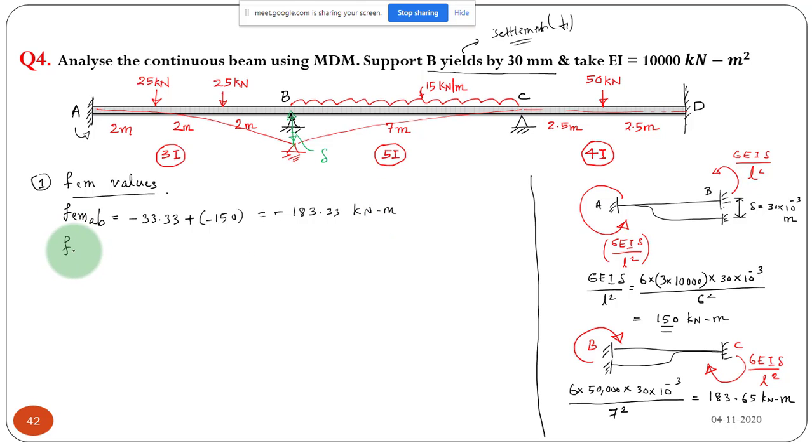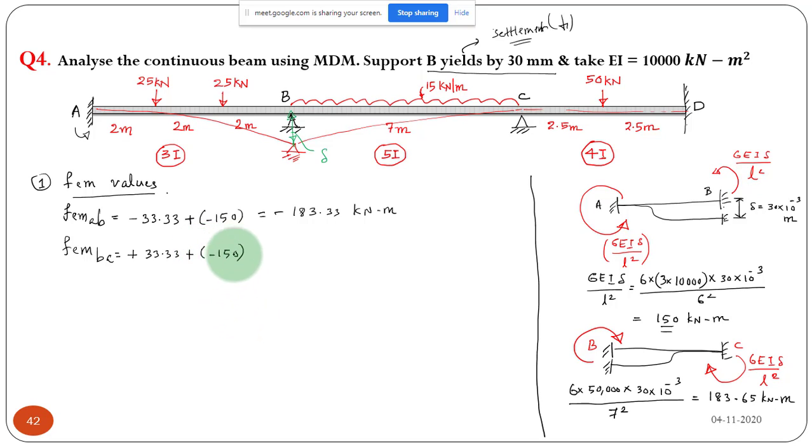Similarly, we can find FEM BA. What is the FEM due to this loading? Symmetric load, so that will be plus 33. You can refer to these FEM values from the previous question if you are struggling to get them. This joint will have an FEM value that is clockwise, fixed beam primary structure, clockwise 33, that is positive 33. What is the additional moment coming at joint B in span AB? The additional moment is anti-clockwise 150, and anti-clockwise should be negative. That is also an important sign.